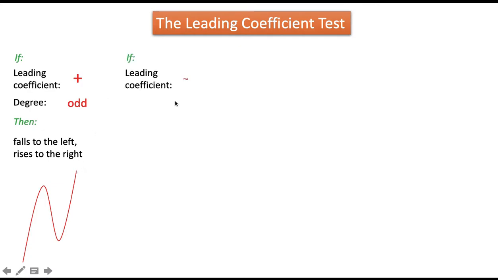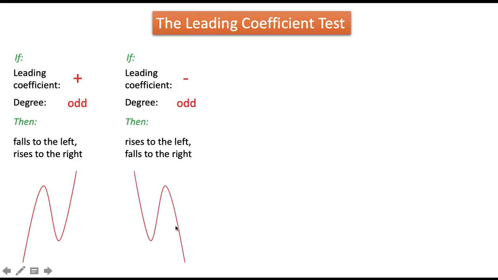While if the leading coefficient is a negative number and the degree is an odd number, then this is how the sketch of our graph looks like. That is the other way around. Rises to the left and it falls to the right.